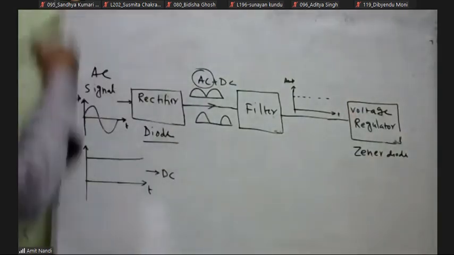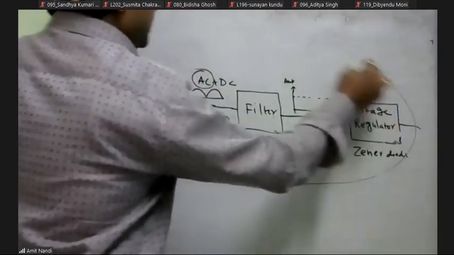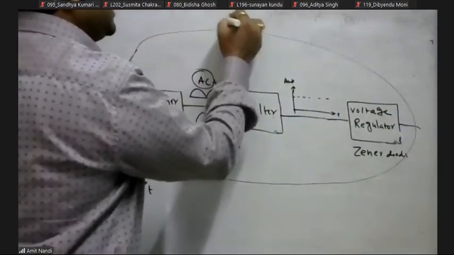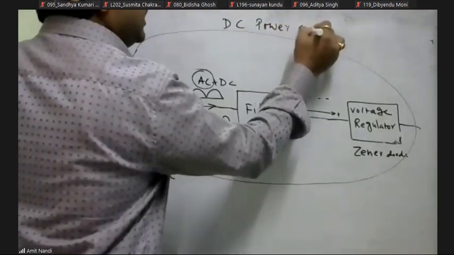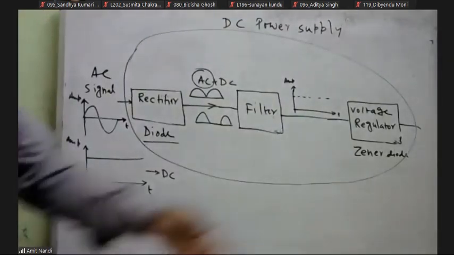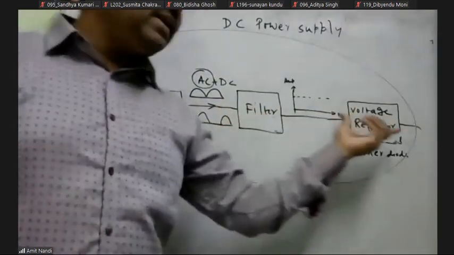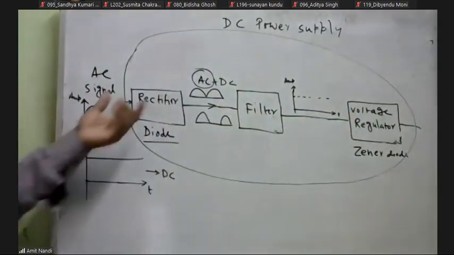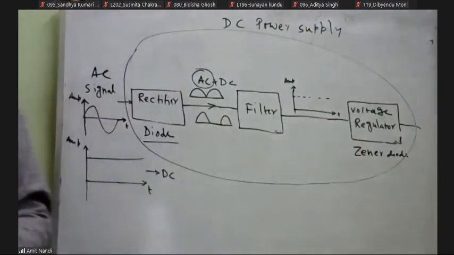So this total circuit is basically called a DC power supply. That is a block diagram of a DC power supply. We can build up a DC power supply, and inside it we see that three different analog electronic circuits are present: the rectifier, the filter, and the voltage regulator.